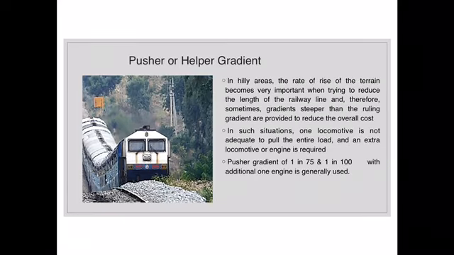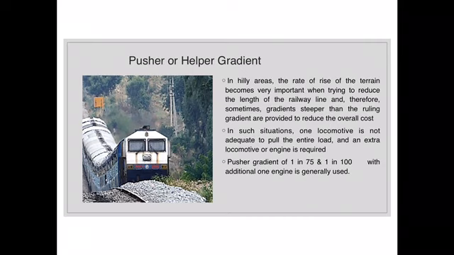The next gradient we have is the pusher or helper gradient. This will be provided in the hilly region, where the rate of rise of terrain becomes very important when trying to reduce the length of the track, and sometimes we may have to take the gradient steeper than the ruling gradient. This is especially provided to reduce the overall cost of construction.